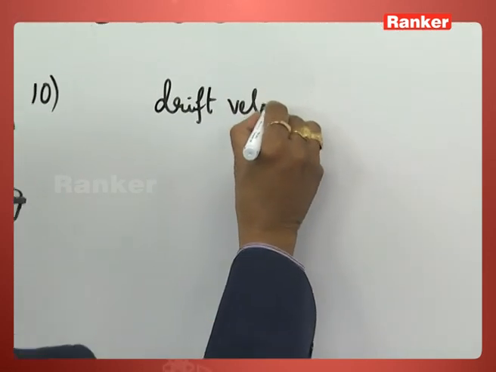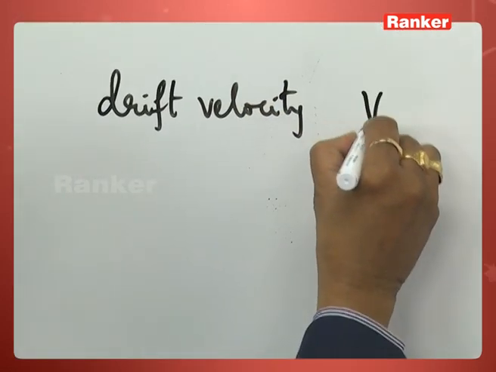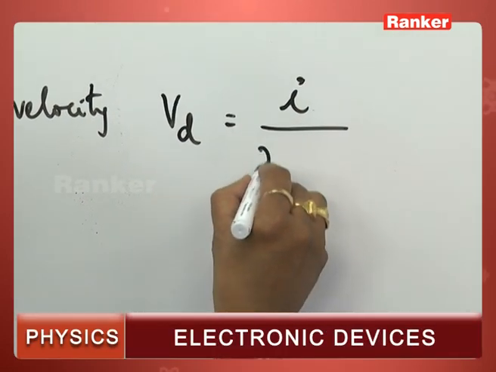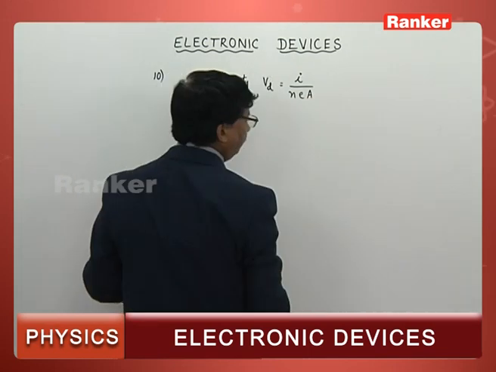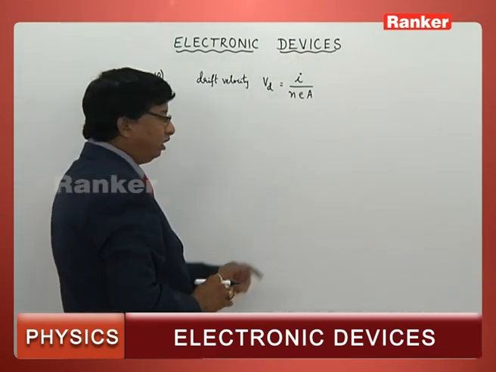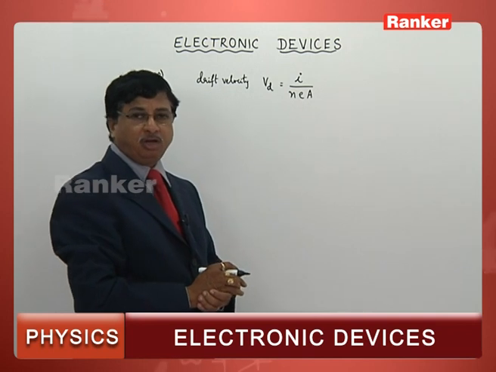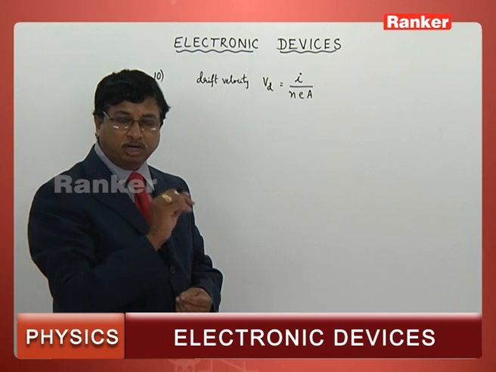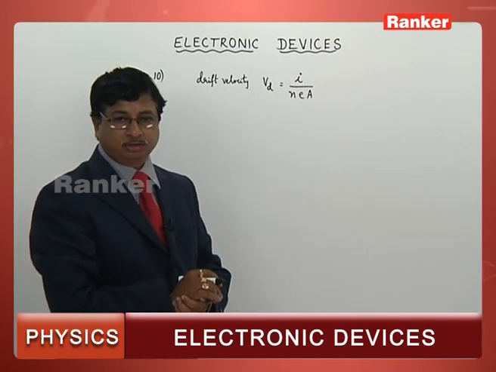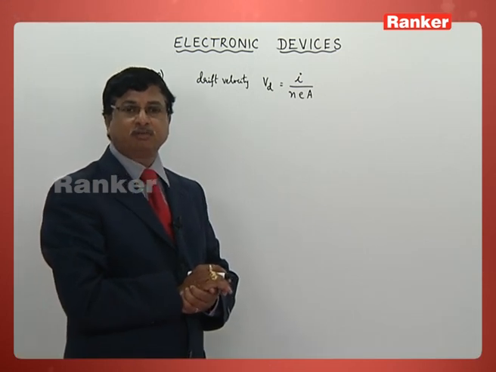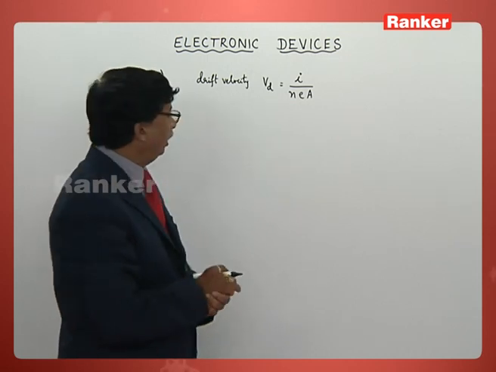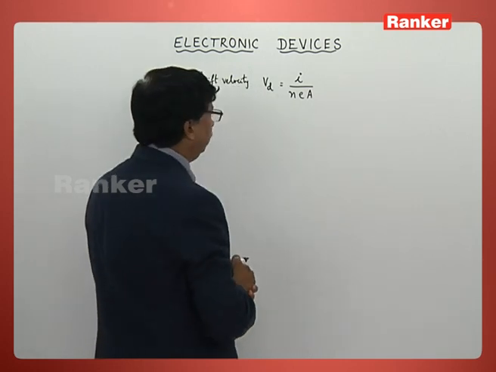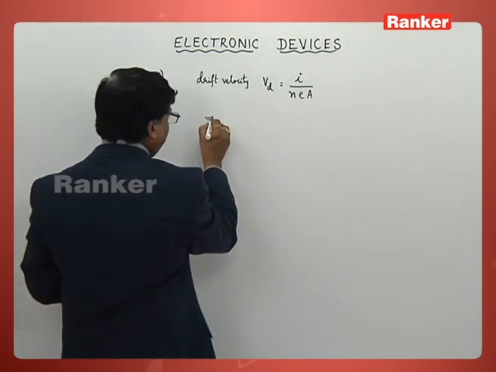Drift velocity. In fact, we know drift velocity Vd is I by nEA. I being the current, n is the number of electrons crossing per unit volume of the total conductor, which we can call the concentration of electrons, nothing else. And in addition to that, e is the charge and A is the area of cross section of that conductor. So, what can we write now from this?